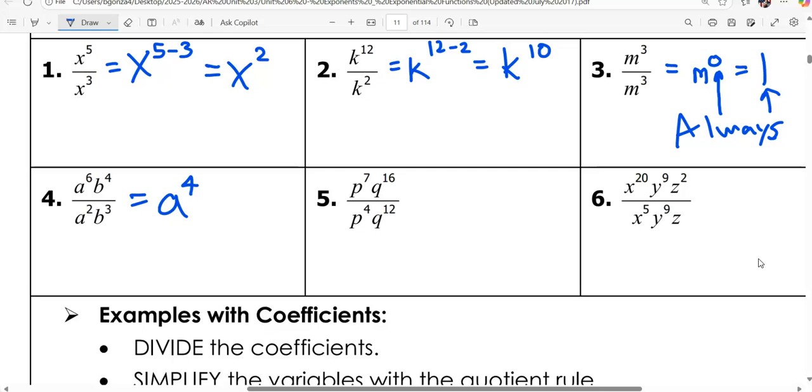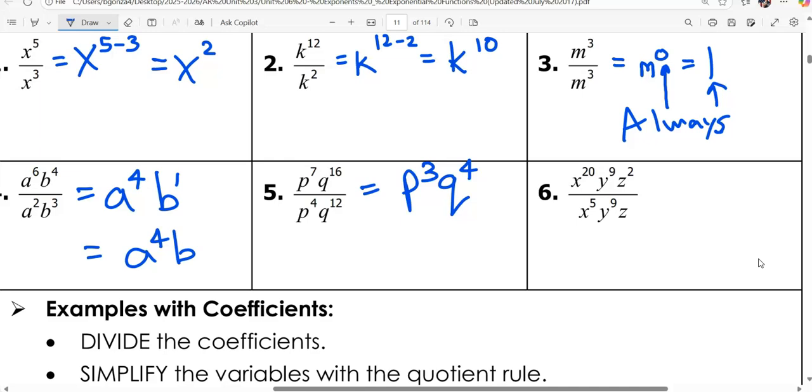And then top minus bottom. 4 minus 3 is 1. Now, usually you're just going to see it like this: A to the 4B. Usually the 1 is implied. Top minus bottom. 7 minus 4 is 3. Next, top minus bottom. 16 minus 2 is 14.